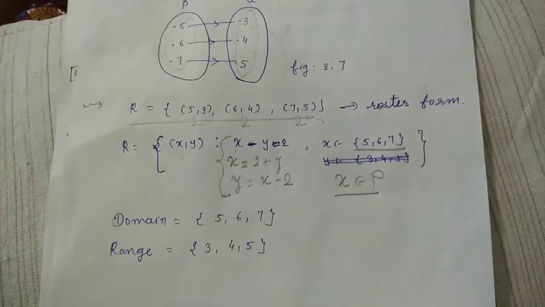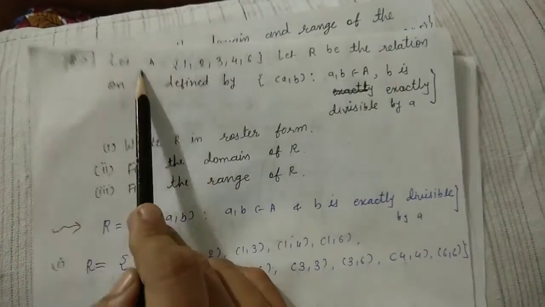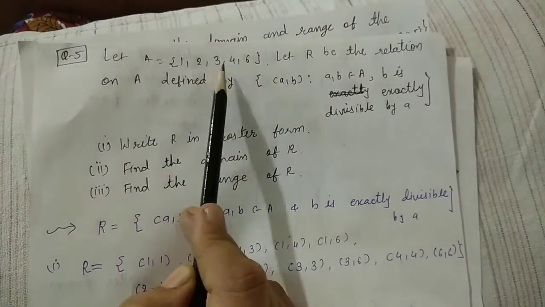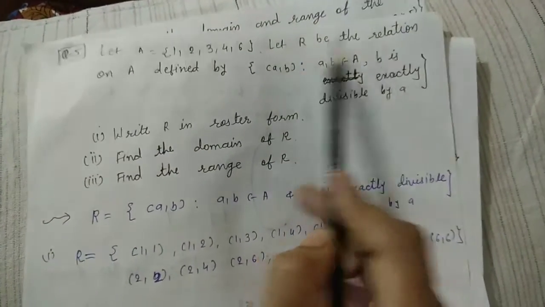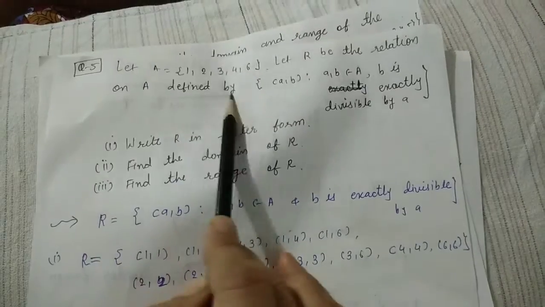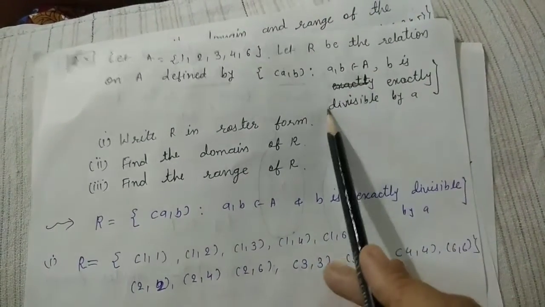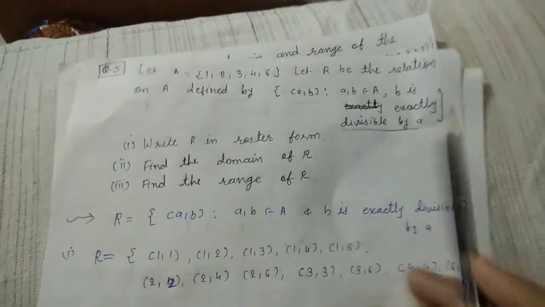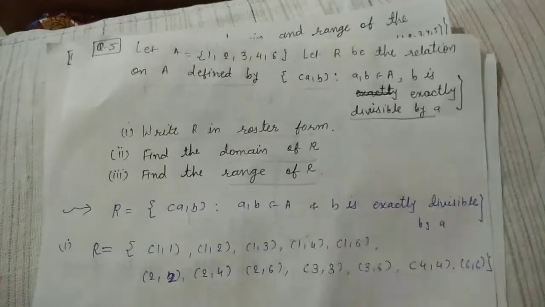So you can check this question and note down in your notebook. Okay students, now let me see question number 5. Here your question number 5 is: let A = {1, 2, 3, 4, 6}. Let R be the relation on A defined by (a, b), where a, b belong to A and b is exactly divisible by a. Then write R in the roster form, domain of R and range of R.